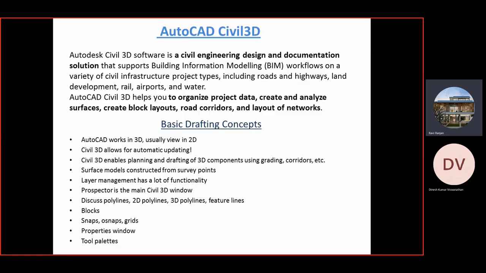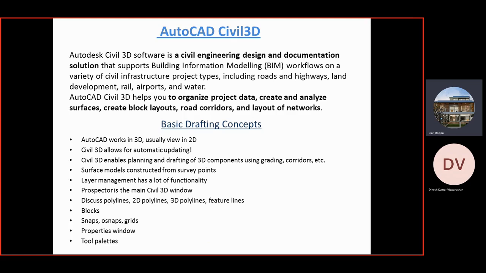AutoCAD Civil 3D software is a civil engineering design and documentation software that supports building information modeling workflow on a variety of civil infrastructure project types, including road and highway, land development, rail, airport, and waterways. So actually, Civil 3D is a BIM software. BIM is a concept. In BIM, there is not only Civil 3D software; there is Revit, Civil 3D, Navisworks, InfraWorks. These softwares are under BIM.